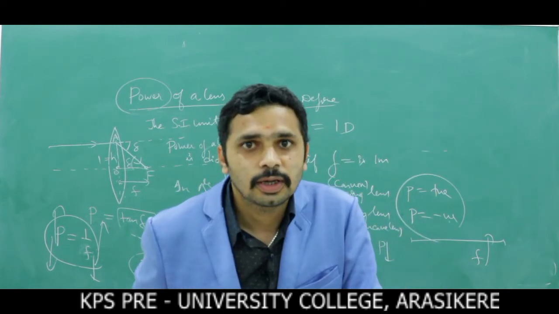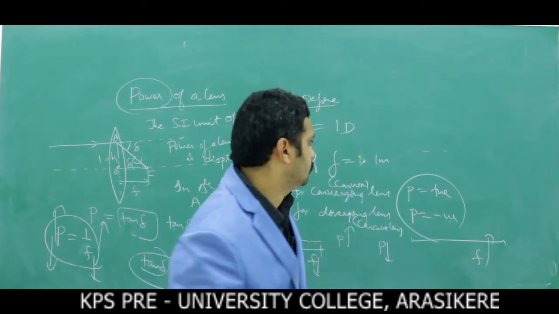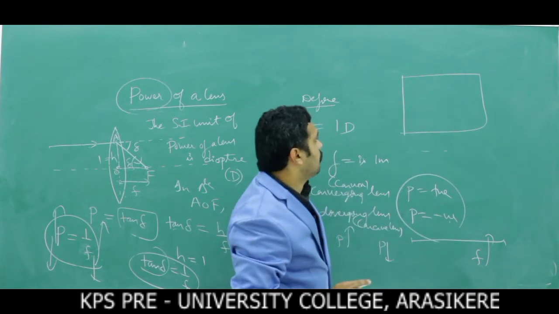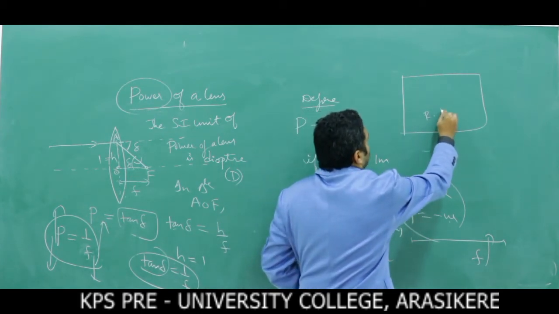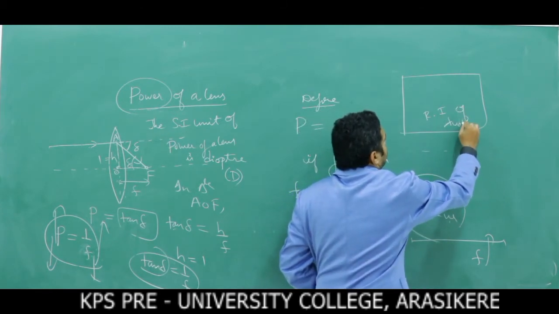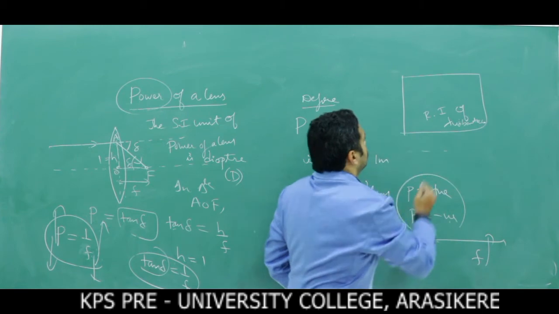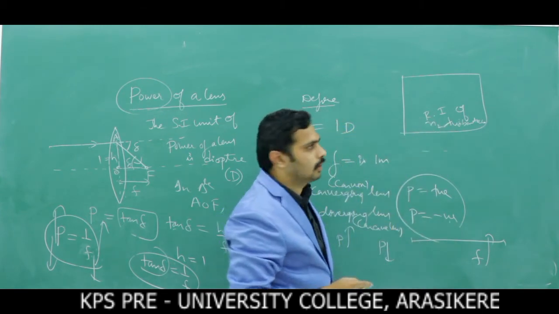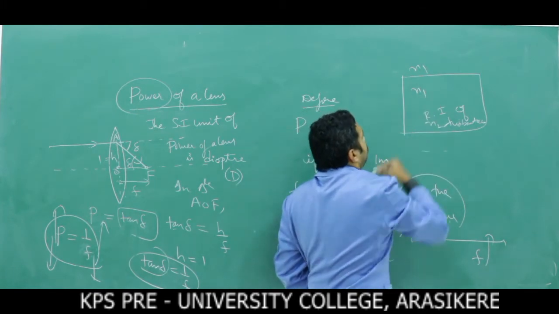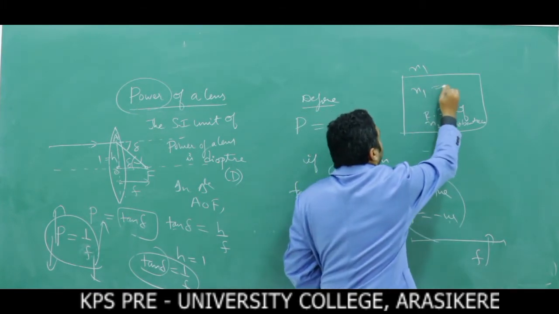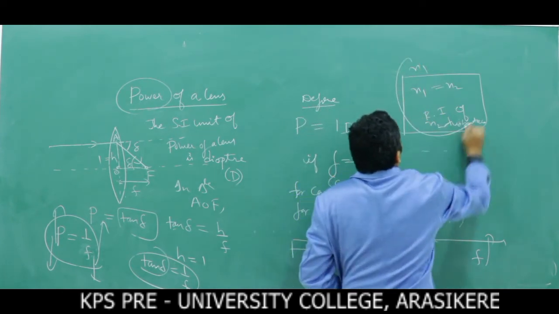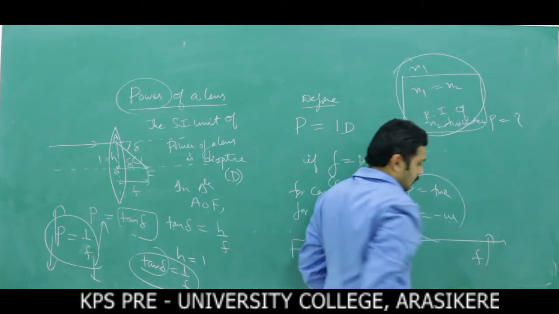And also, a very important point. Look here, this is the refractive index of a substance. This is N2. The surrounding medium is N1. Suppose the refractive index N1 is equal to N2, if both have the same refractive index, then what is the power here? What is the power?